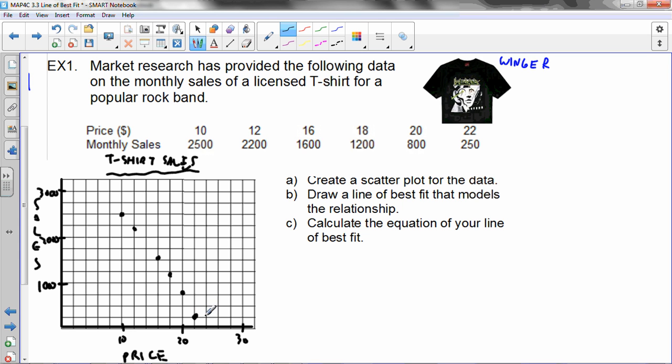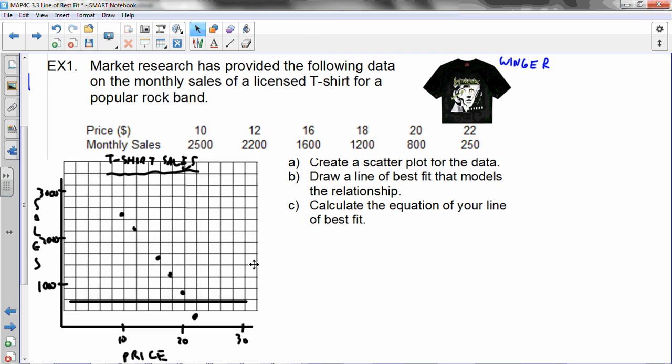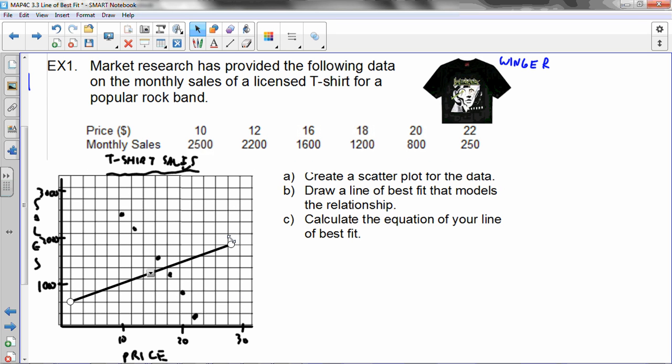Okay, so we see this is a negative correlation, right? It says draw a line of best fit that models the relationship. And you've had some practice doing this, but the idea, and I'm going to do a bad version to begin with and then mess around with it. The idea is that half the points are above and half the points are below the line, and it's got to follow the general trend. So for instance, this line here has 3 above and 3 below, but it doesn't follow the trend, right? Neither does this line. That's silly, right?